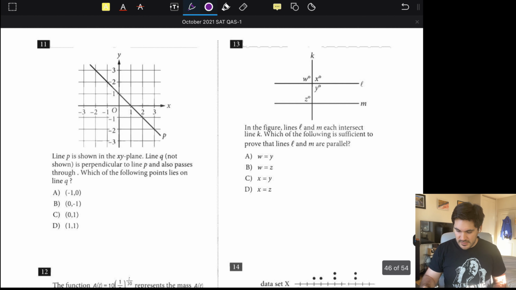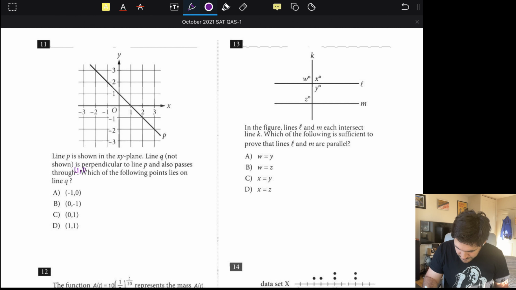Number 11, okay, this should say passes through the point (1, 0). For some reason, this weird bootlegged test had this weird error with this question, but that should say passes through (1, 0). And line Q is perpendicular, so it passes through this and it's perpendicular. Which of the following points lies on line Q? You could do this super algebraically and get the exact equation of the line using the negative reciprocal slope. But I mean, since you know the point where it passes through, you could also just draw a line for yourself that forms an exact 90-degree angle.